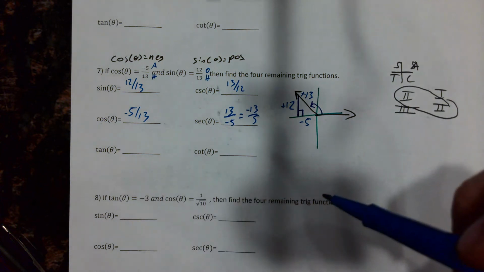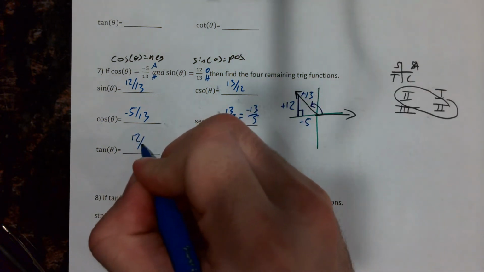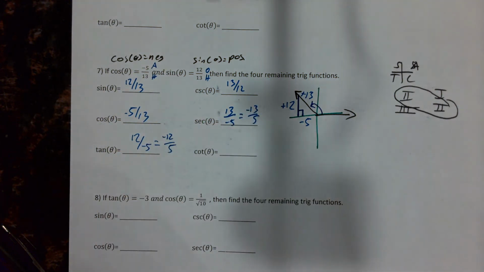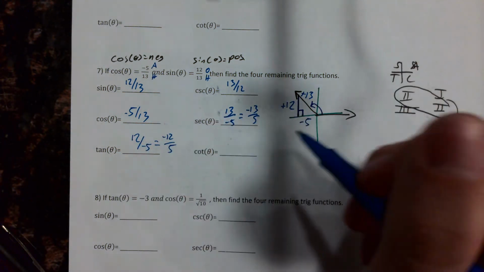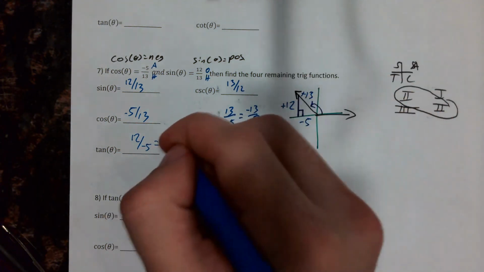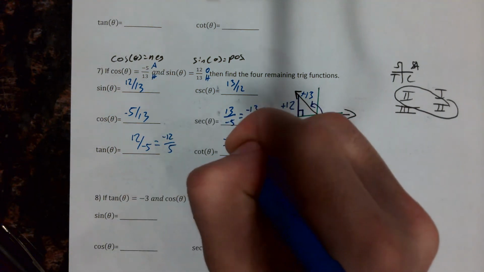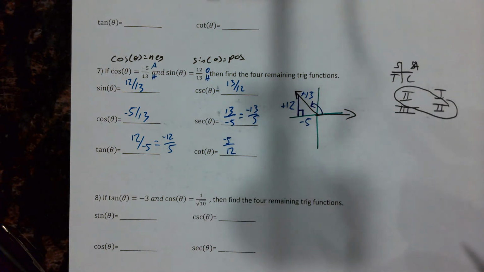Now lastly, tangent and cotangent. Tangent is going to be opposite over adjacent, so that's 12 over negative 5. And again, I like to rewrite that as negative 12 over 5. And then cotangent, well, it's the reciprocal of this. I'm going to just take the reciprocal, and that's negative 5 over 12. And there's that.